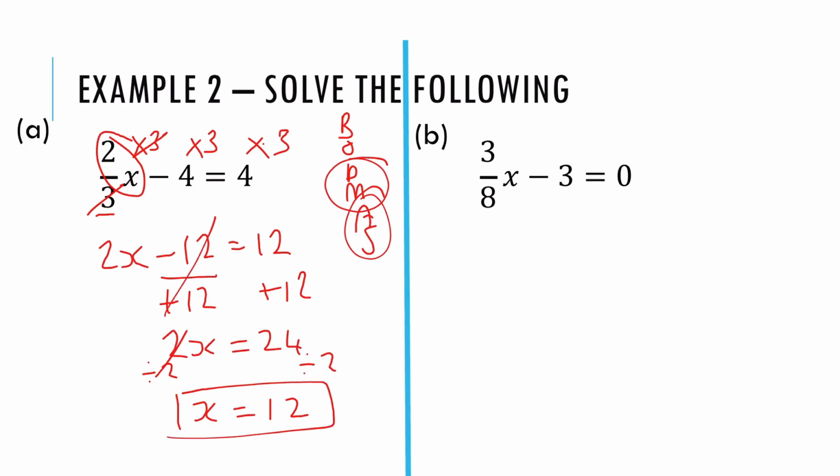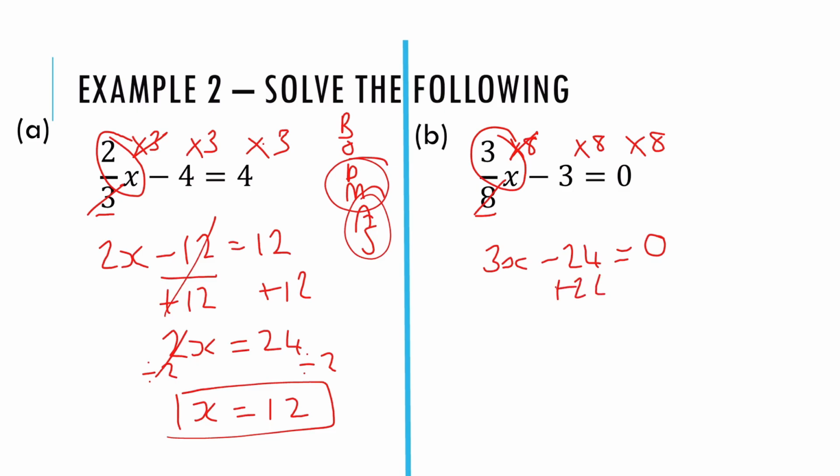In part B, our denominator is 8, so we want to multiply throughout by 8. Multiply by 8 and divide by 8 will cancel, leaving me with 3x. Take away 3 times 8 is 24, equals 0 times 8 is 0. The 24 is subtracting next, so we are going to add 24 to either side. That leaves me with 3x on the left hand side equals 24. 3 is multiplying the x, so we want to divide each side by 3. Which leaves me with x equals 8.